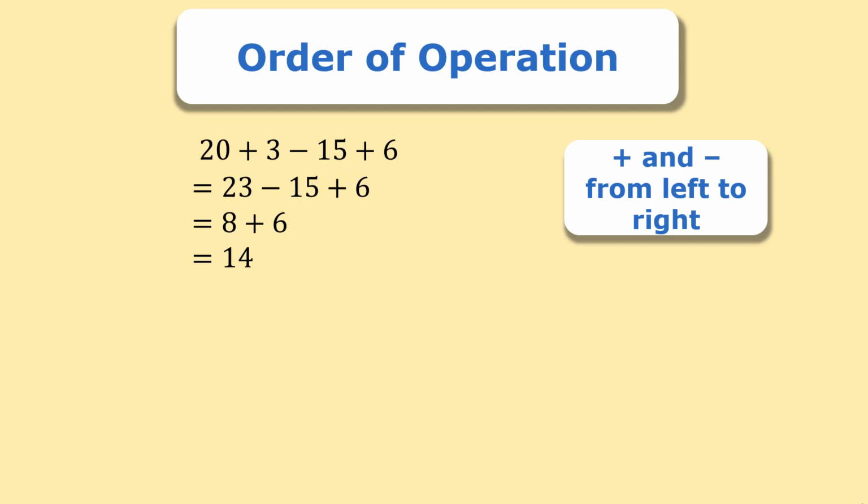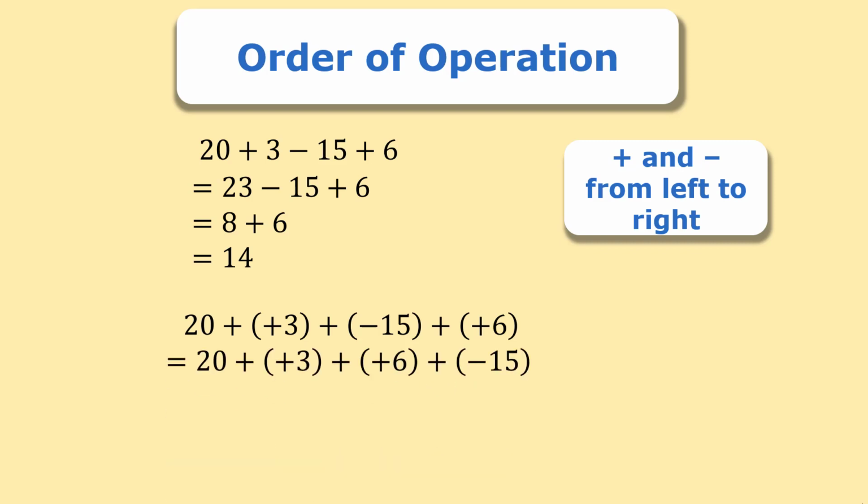You can also look at this expression in a different way. 20, and then you add a positive 3, you add a negative 15, and you add a positive 6. And since this is just addition, the commutative property applies, so you can swap the order. So I'm going to add all the positive numbers first, and that is equal to 29. If you then add a negative number, it's the same as subtracting, and the answer is 14.